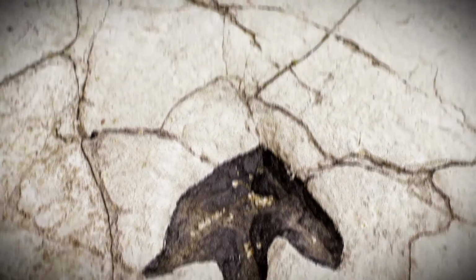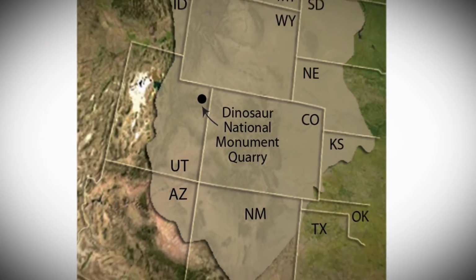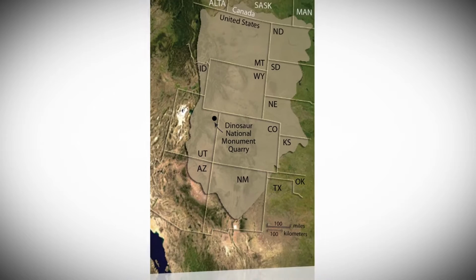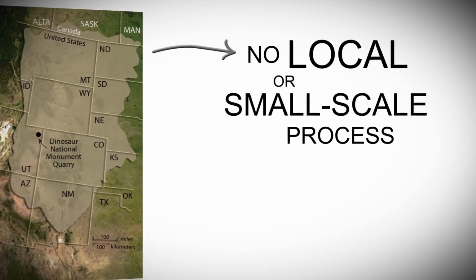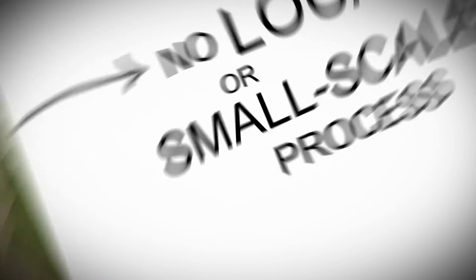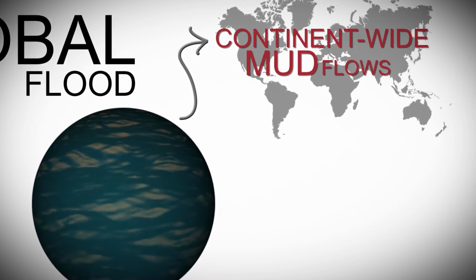Did you know that dinosaur tracks can be found on every continent? But how did they form? Well, you need lots of mud, and because rock formations with tracks often extend over large regions, no local or small-scale process explains the tracks we see. Only a global flood with continent-wide mud flows could do that.